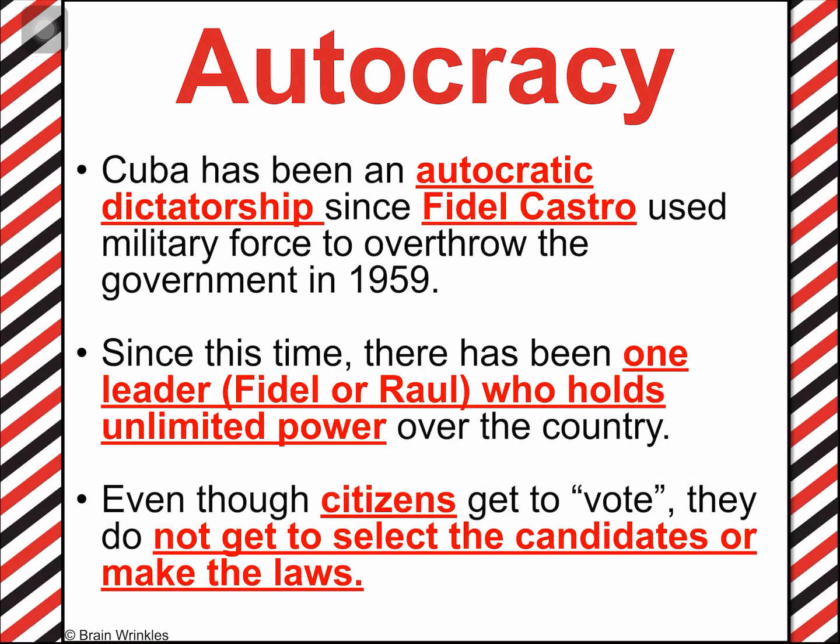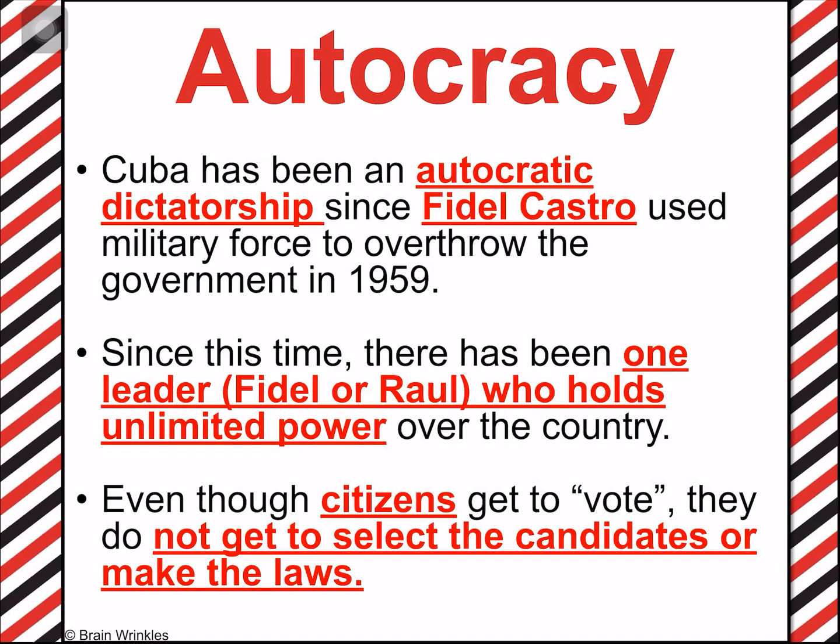He's since retired, who holds unlimited power over the country. Now, again, I can't remember the name of the Cuban president that's presently there, but for many, many years, it was either Fidel or Raul Castro who had total power over the country. So even though citizens get to vote, and I want you to notice that vote is in quotations there, they do not get to select the candidates or make the laws.